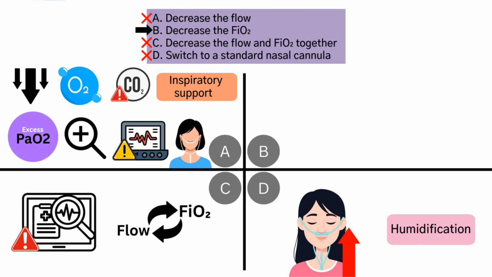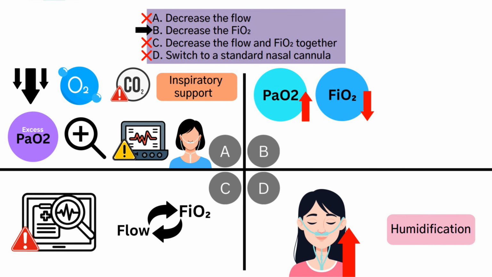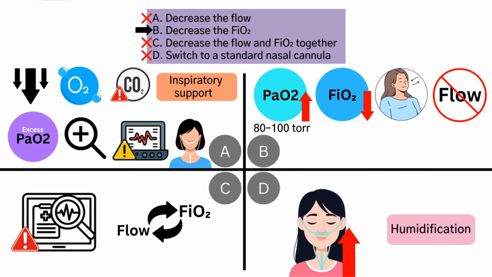The best option is to decrease the FiO2. Since the PaO2 is much higher than needed, lowering the FiO2 will bring oxygen levels back toward the target range of 80 to 100 while still maintaining adequate oxygenation. Flow should remain unchanged to ensure proper delivery and humidification. The correct answer is B. Decrease the FiO2.